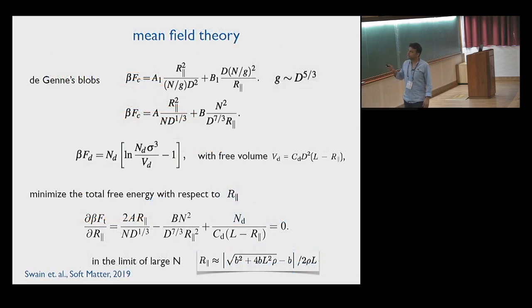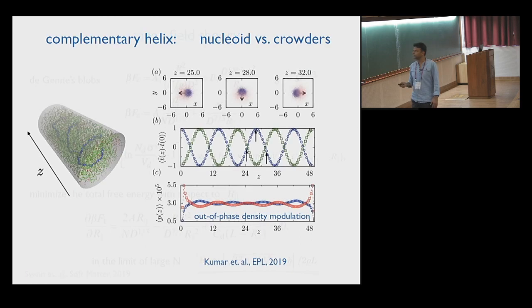And of course, one can do better theory, use Degen's blob picture to write down a free energy for the chromosome, and then a free volume theory for the rest of the space available, and do a free energy extremization, and get a relationship for this size, which depends on the cytosolic crowder density, length of the cell, and also the chromosomal length.